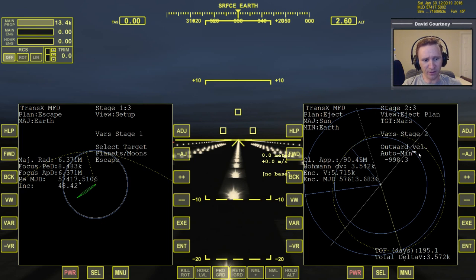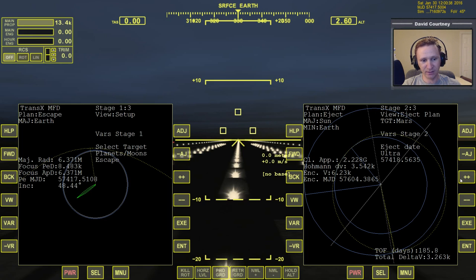But with the auto minimization turned on, we've still got outward set to auto min, plane change set to auto min, and prograde set to auto min. All we have to do to fix this is just bump the date forward and backward by just a fraction. It's all the way down to the super setting. That's fine. If we wanted to, we could even go to ultra. And watch what happens just with one click. It went from 90 to, actually it went up. So let's try it a little bit more.